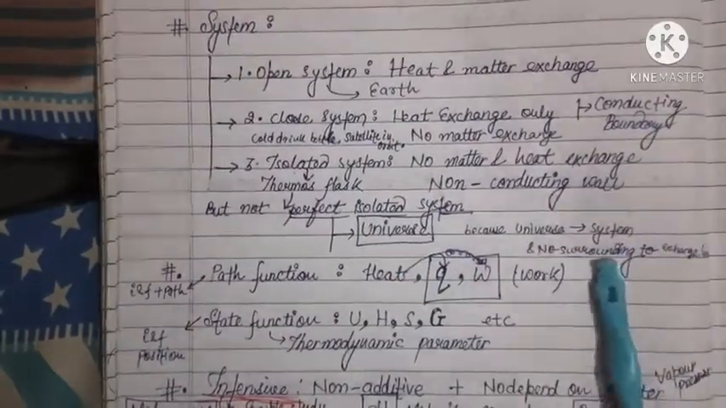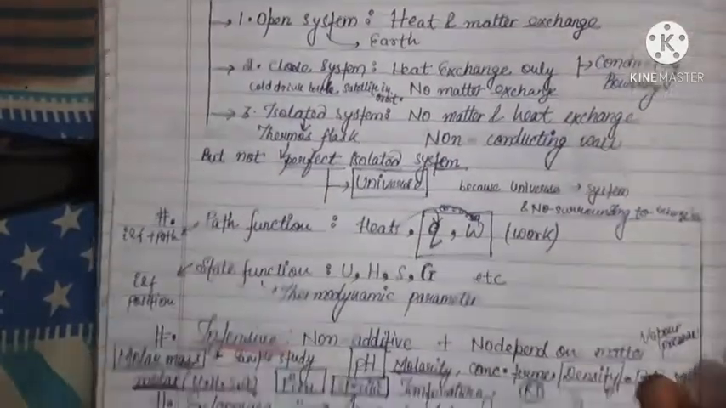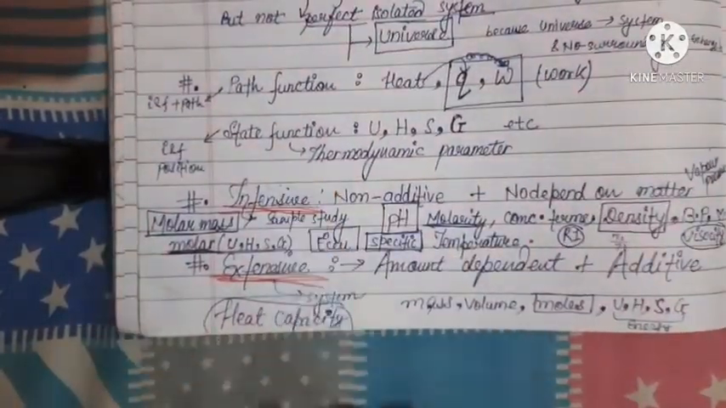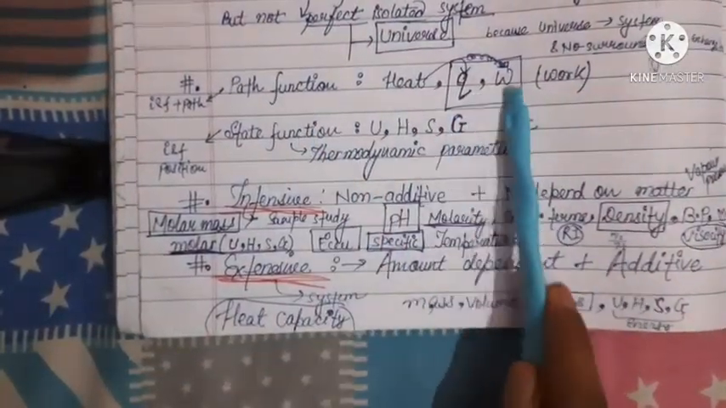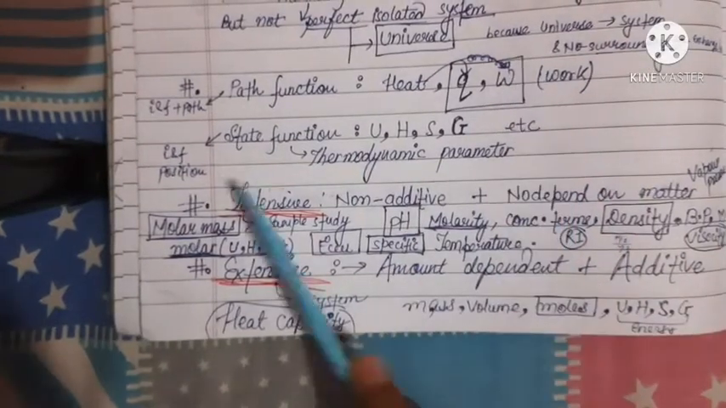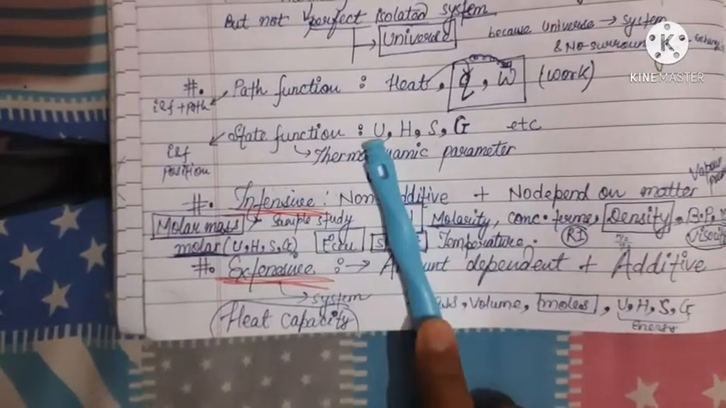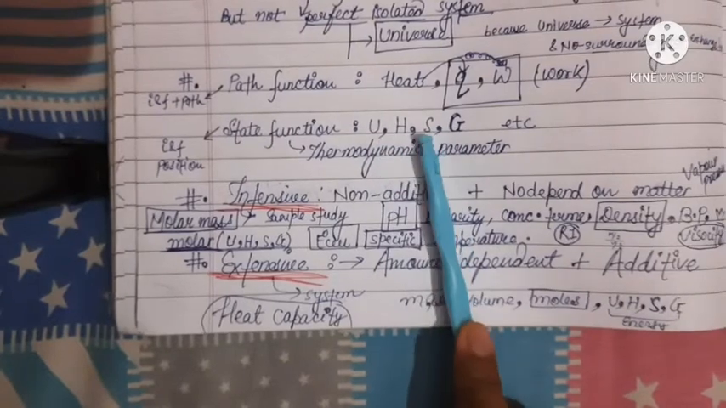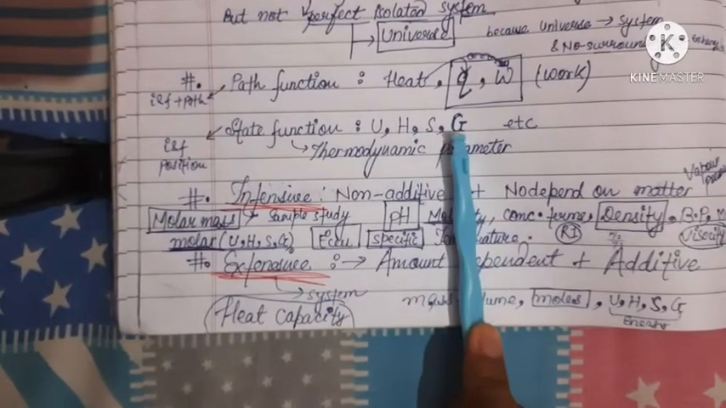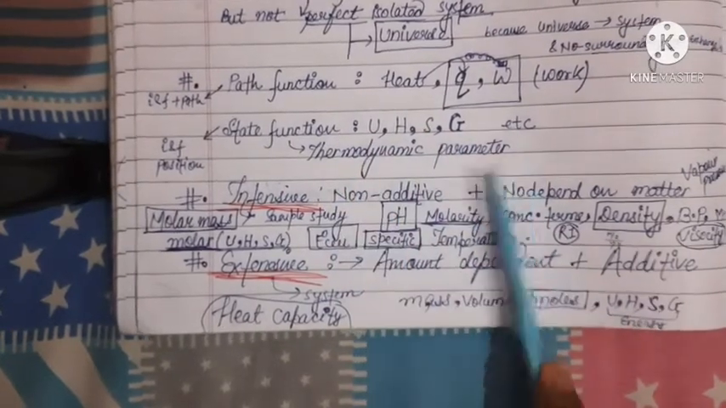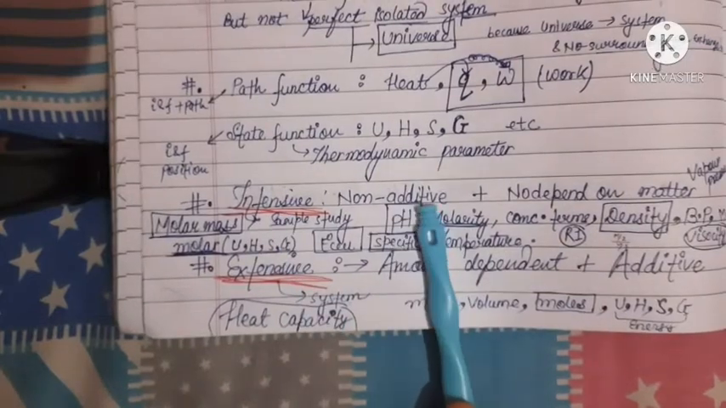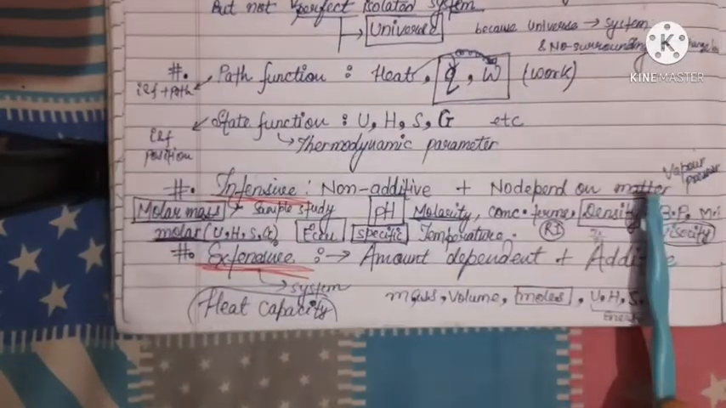Universe, system and surrounding to exchange. Now, this is very important. Path function: heat, Q and W are path functions. State function: internal energy, enthalpy, entropy, and Gibbs free energy. Thermodynamic parameters. Now, intensive, non-additive, not depend on matter.